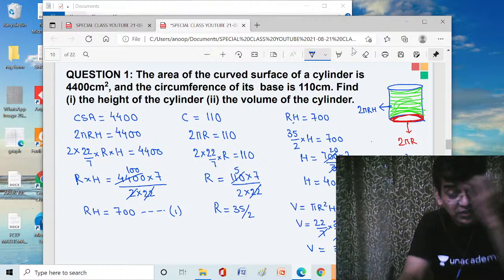Our next question is again based on cylinder. So let's do this one. A cylindrical tube open at both ends is made up of metal. A cylindrical tube open at both ends. So we can straight away draw a hollow cylinder, right? So let's draw a hollow cylinder.